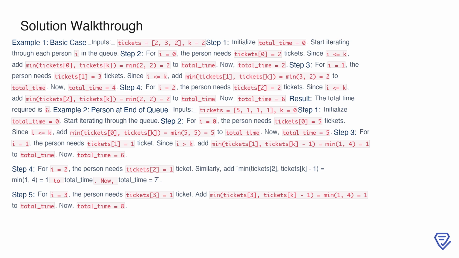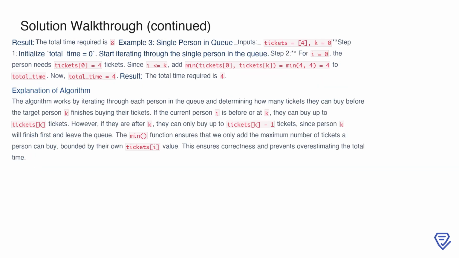Similarly, for i equals 2 and i equals 3, both need 1 ticket, and they are also after k, so they each contribute min(1, 4) = 1 to total_time. Adding these sequentially results in a total of 8. The total time required for example 2 is therefore 8.